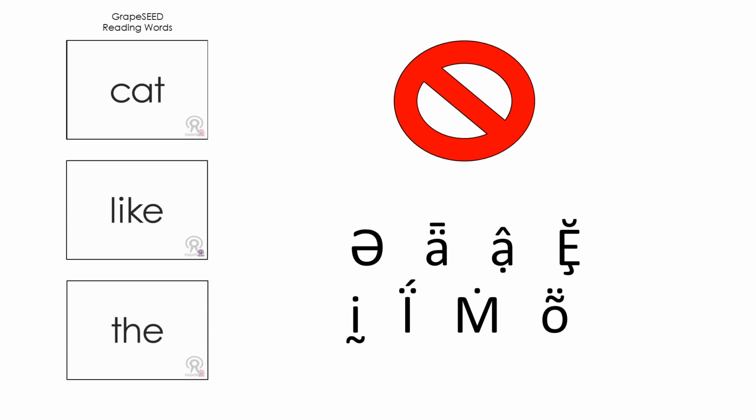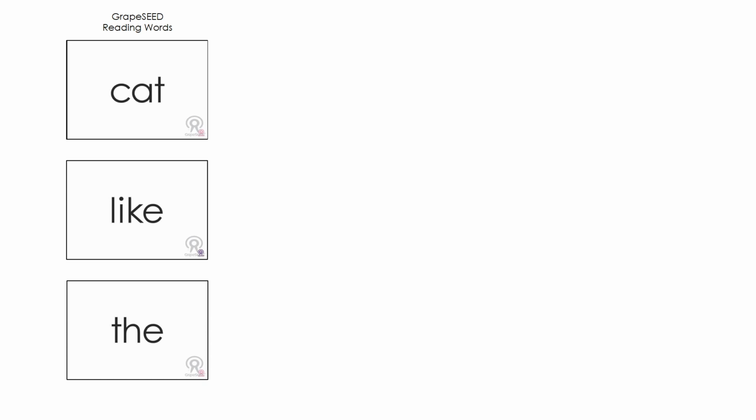GrapeSEED doesn't use complicated diacritical markings to show students how to pronounce words. Rather, they teach the phonograms in parts of actual English words, which is especially helpful for younger learners. The markings that GrapeSEED does use can be found when the students start to learn using the GrapeSEED reading word cards. The markings are found on the back of the card and are very simple. Let's look at them.